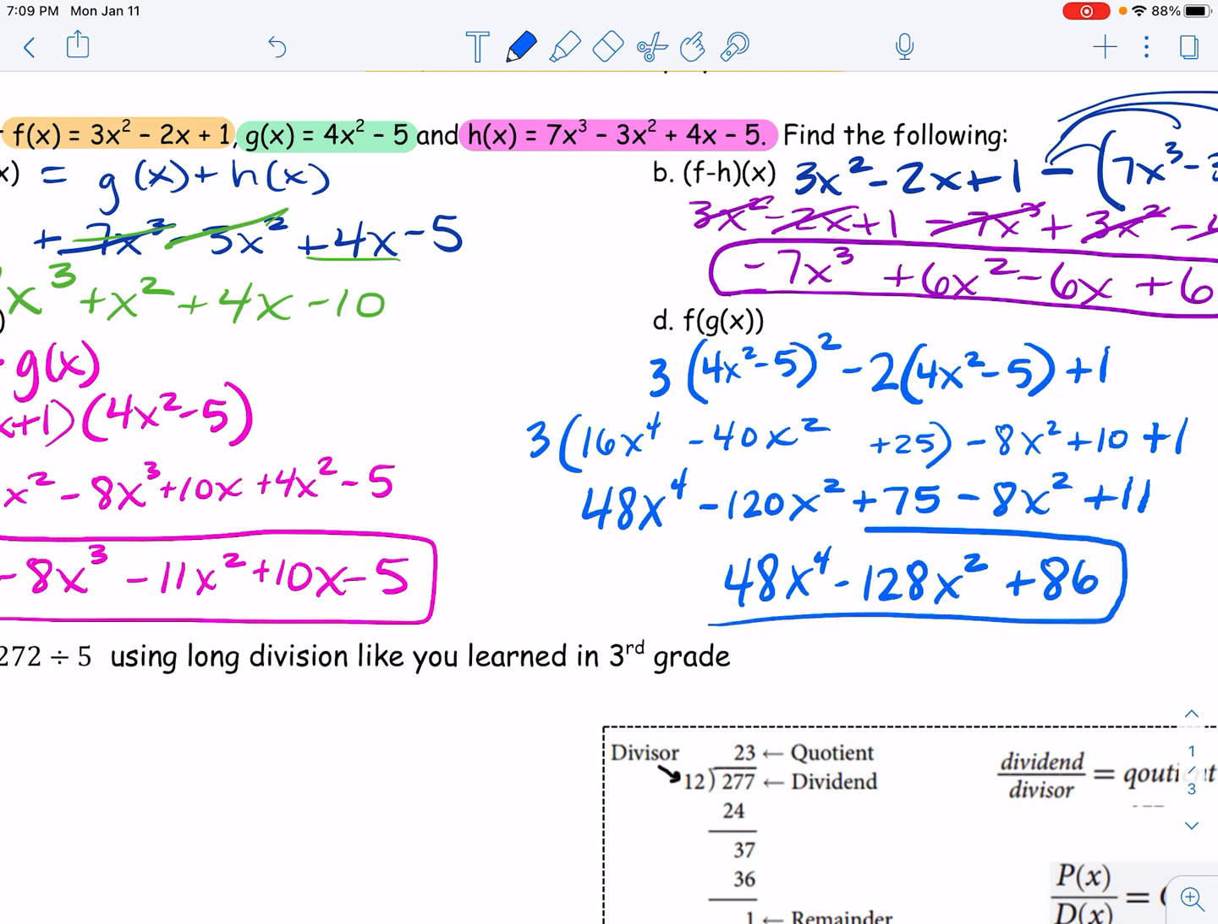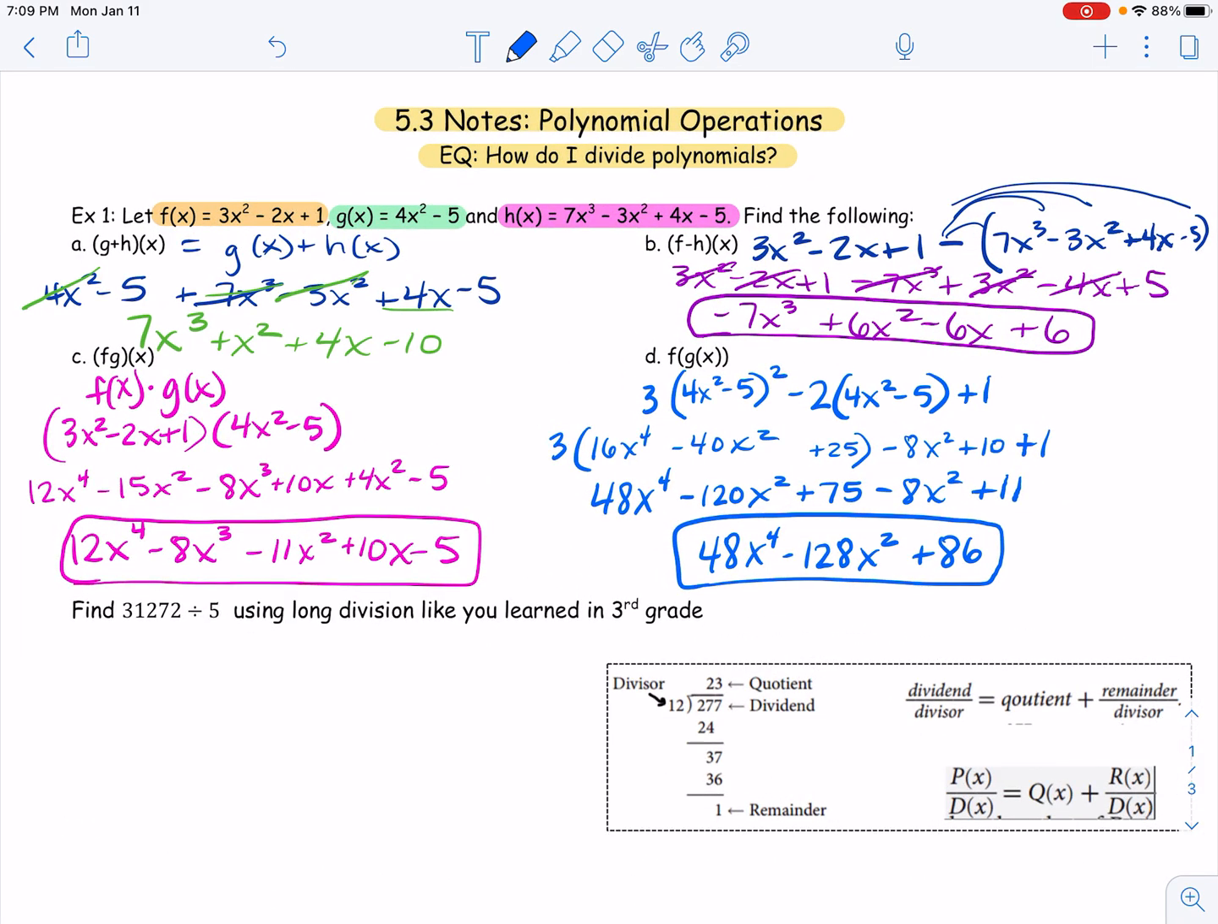Okay, so big difference between composition and multiplication. So we've added, we've subtracted, we've multiplied, and we've composed. Adding is pretty straightforward, so is multiplying. With subtraction, you just want to make sure that you distribute that negative to everybody, and then just remember the difference between composition and multiplication.